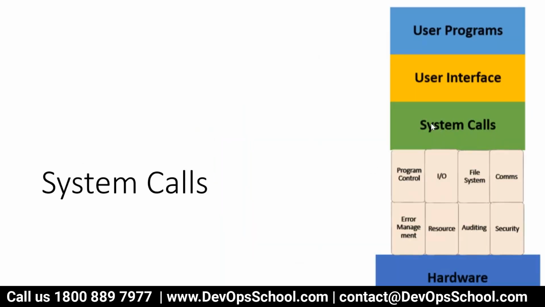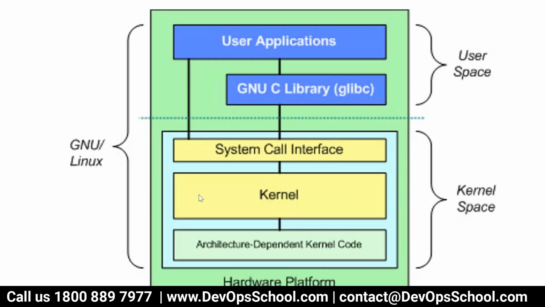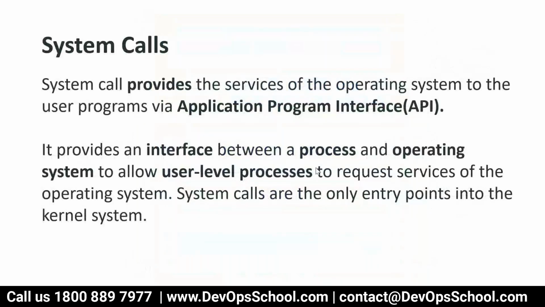System call: always remember that all the user programs talk to the kernel program using system calls. So in computing, a system call, commonly abbreviated to syscall, sometimes we call it system call, sometimes people call it syscall, is the programmatic way in which a computer program requests a service from the operating system on which it is executed. So it can be any of the resources which is managed by the kernel. Look at this here: this is user space, kernel space, syscall interfaces. Okay, so now we understood the system call.